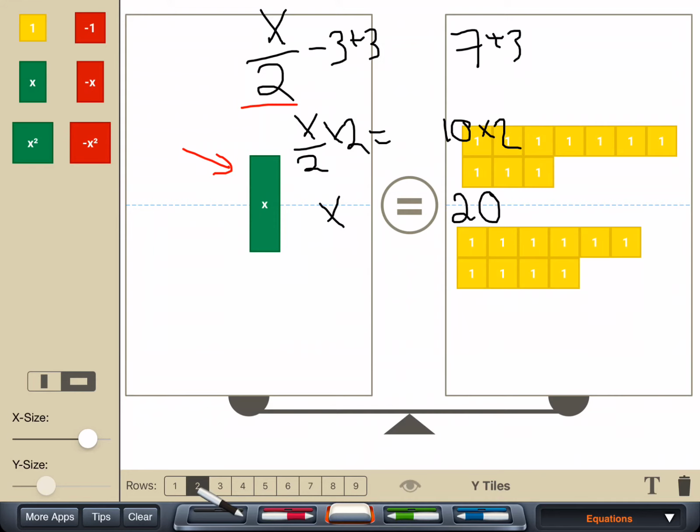Now let's just think this through really quickly. If I put 20 in the position of x on the left side, 20 divided by 2 is 10, minus 3 is 7, and that proves that our equation is true.